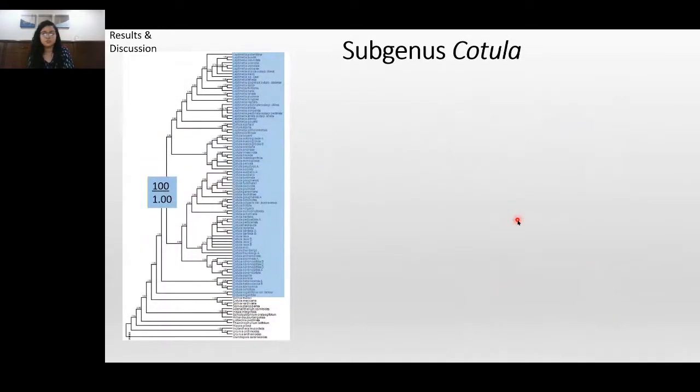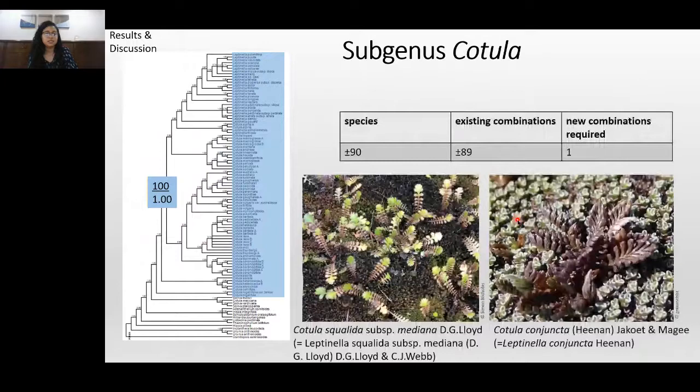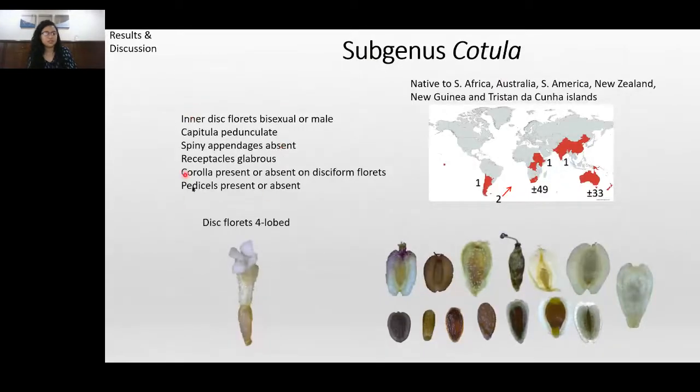Looking at subgenus Cochlea, there are about 90 species in the subgenus, with only one new species requiring a name. This is due to the fact that many of the species in the subgenus were previously a section within Cochlea. So they were moved from Cochlea to Leptinella and now back into Cochlea. Okay, and looking at some of the characters, there are some characters that group these species together, such as the disc florets having these four lobes. As you can see over here, it has a wide distribution, with most of the species occurring in Southern Africa, and a lot of them also occurring in Australia.